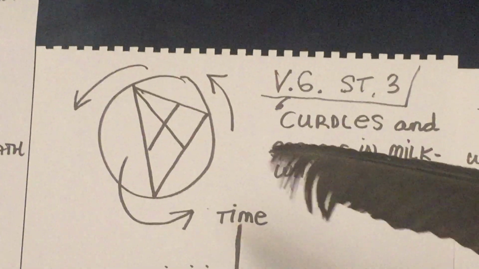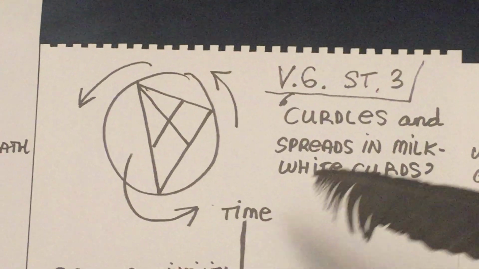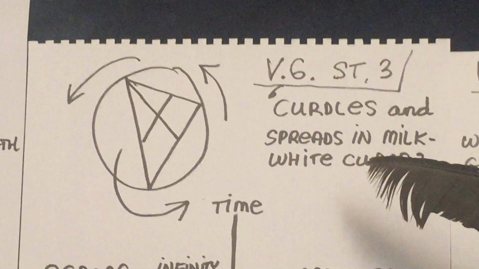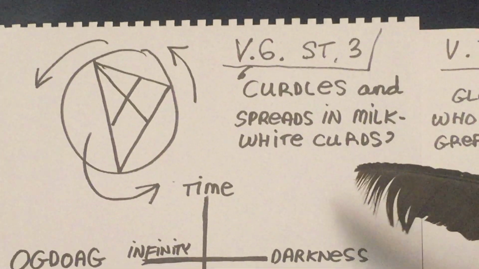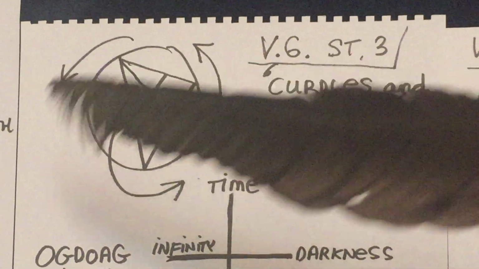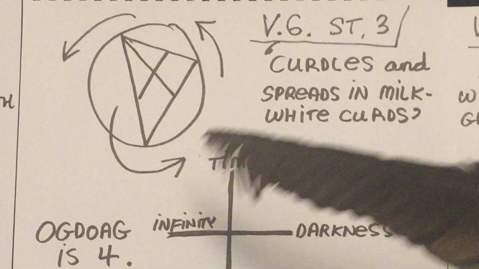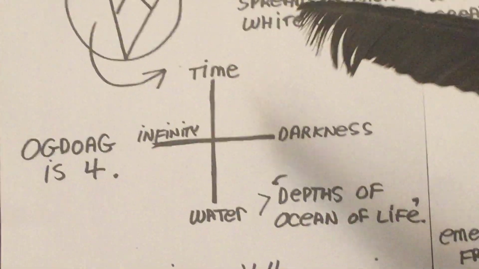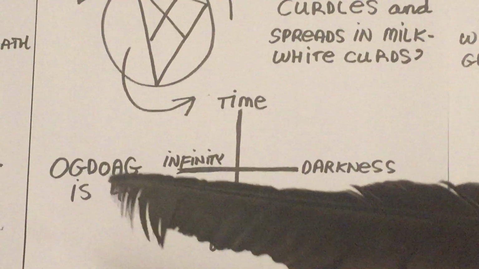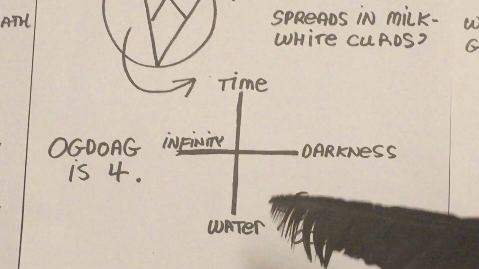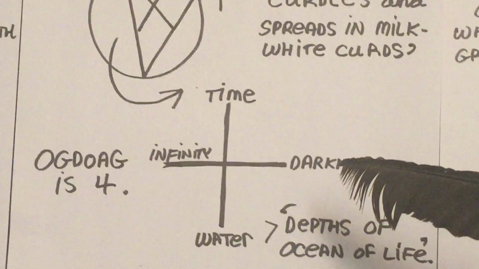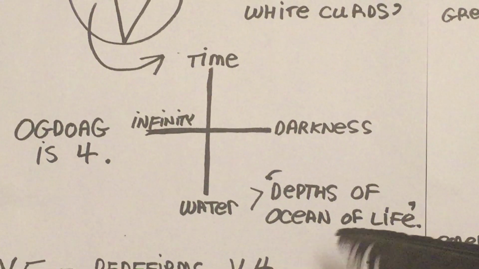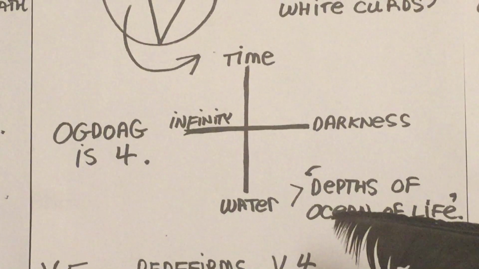So here we have the movement. This is what's referred to as the curds, the milk-white curds curdling within the plasmas of creation. And this again is the Ogdoad of time, water, infinity, and darkness. These are called the depths of the oceans of life.